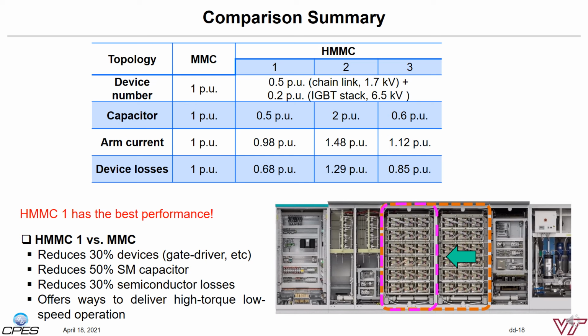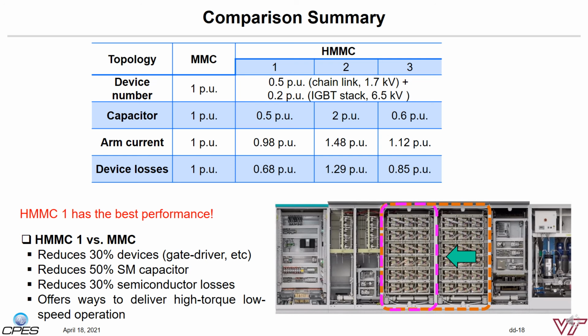The number of low voltage devices is reduced to 0.5 pu, and only 2.2 pu high voltage switches are needed. Therefore, HMMC1 has the best performance in general, but HMMC2 will show interesting benefits at the reactive power applications, and HMMC3 will show more capacity reduction through other techniques. Due to the limited space, I will not mention here in details.